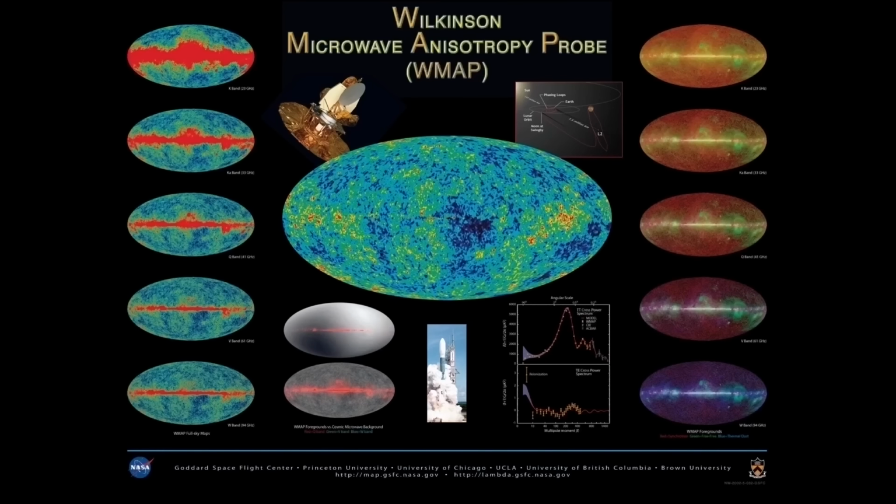The central image is a combination of all the data on the left with the foreground emission modeling on the right subtracted away. At the 2014 American Astronomical Society conference, I chatted with David Spergel, one of the WMAP investigators, right after his plenary talk on the hunt for dark energy.